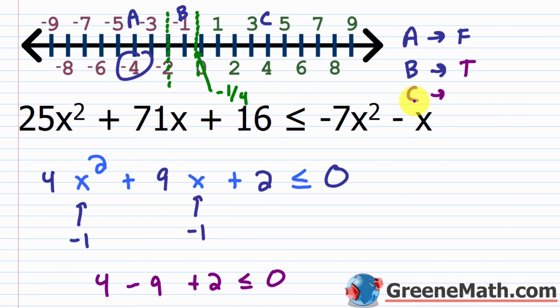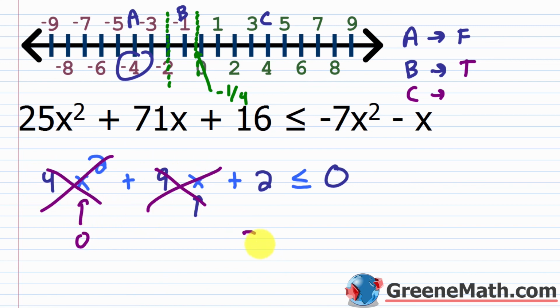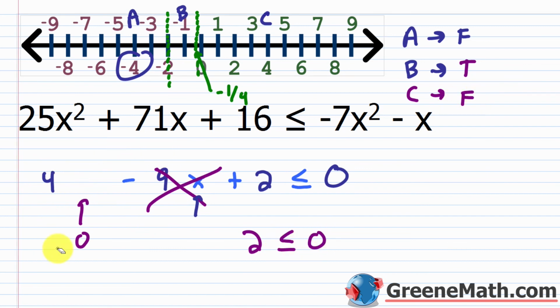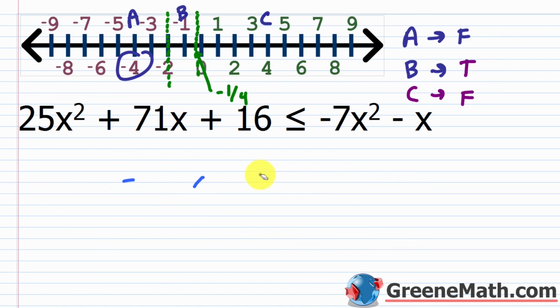So for region C, let's pick a value of 0, because that's going to be real easy to work with. So I'm going to plug in a 0 there and there. So we know this would be gone and this would be gone. You would have that 2 is less than or equal to 0, which is false, okay? So let's erase this. We have our solution region now.